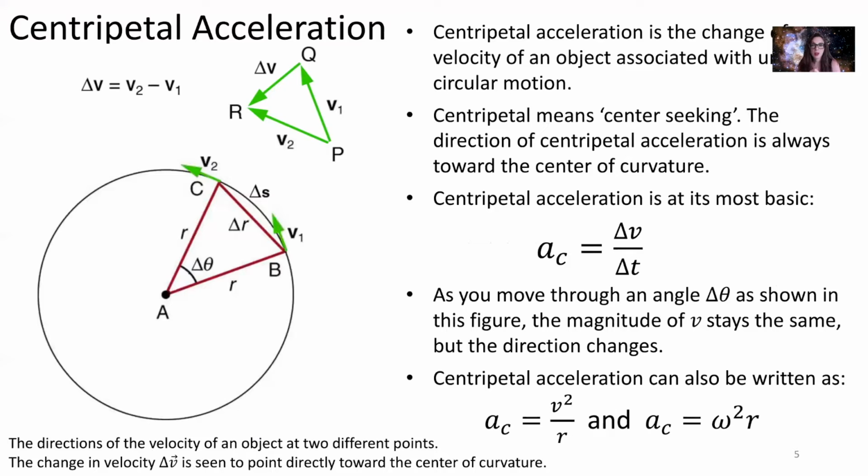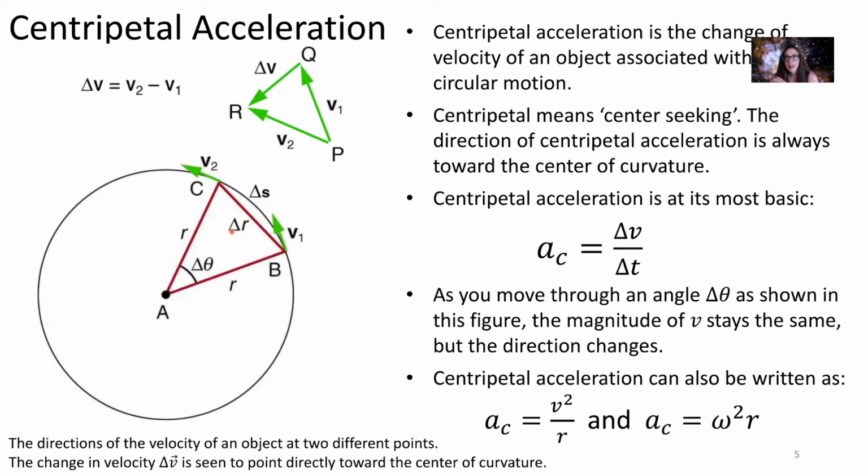Now let's talk about something called centripetal acceleration. Centripetal acceleration is the change of velocity of an object associated with uniform circular motion. The word centripetal means center seeking. The direction of the centripetal acceleration is always toward the center of curvature of your path. Here we have an object that is executing circular motion. That means that the centripetal acceleration vector will always be directed toward the center of the circular path.